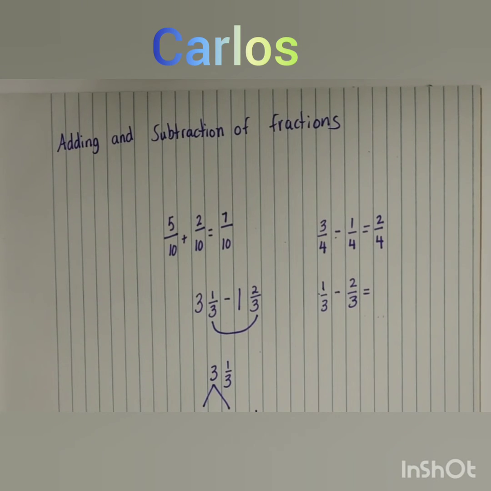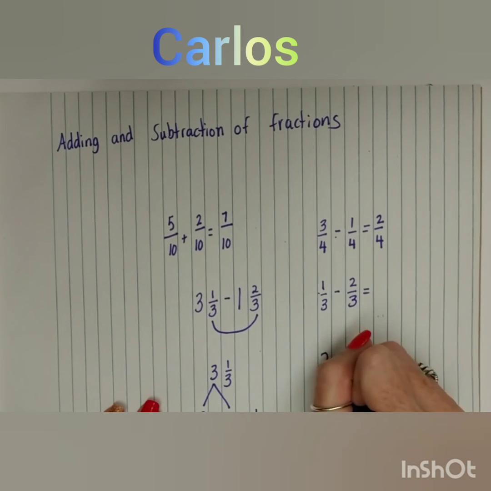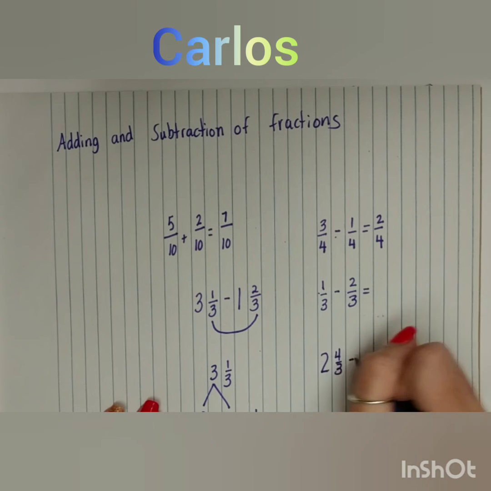Now I have to turn this 1 into a fractional whole, okay? What is my fractional whole if my fractions for this are thirds? 3 thirds. Very good. So now it's 2 plus 3 thirds plus 1 third. Makes it 4 thirds. Very good. 2 and 4 thirds.